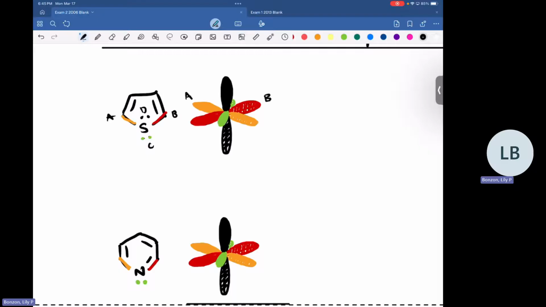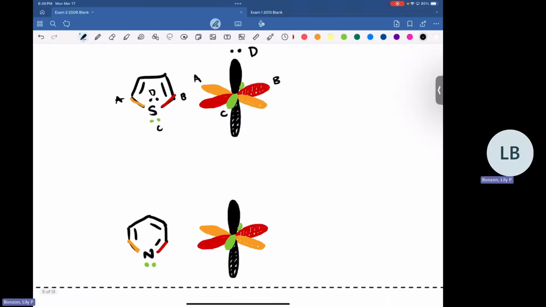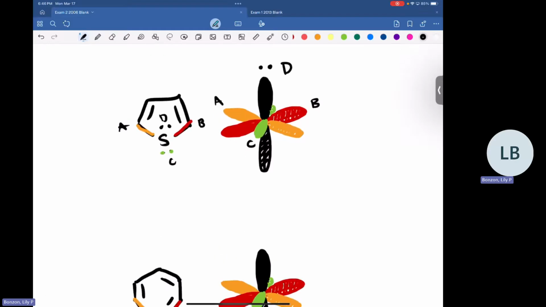So we have 3 positions. We have the 3 sp2 orbitals, and we have the 1 p orbital. So even though we have 2 lone pairs, we can't consider both of them as contributing to aromaticity because only one of them can occupy the p orbital that does the aromaticity. So for this sulfur, I would just count 1 and not the other.